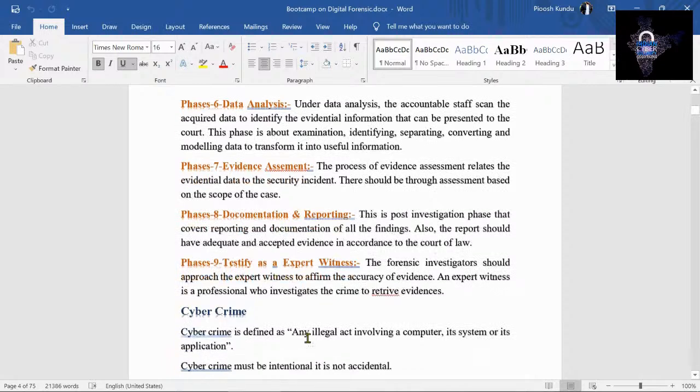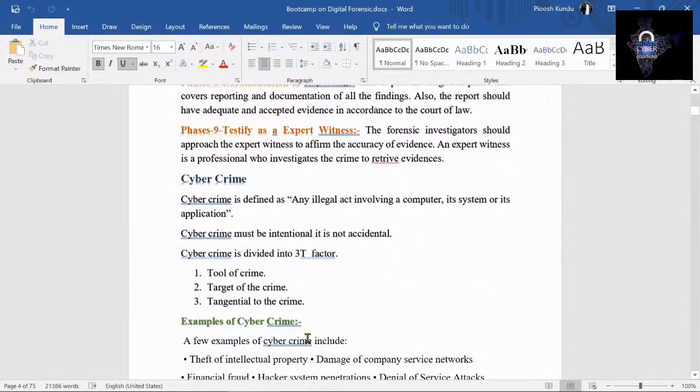Now, what is a cybercrime? Cybercrime is defined as an illegal act involving a computer or a system or its application. Now, cybercrime will be intentional. It is not accidental, obviously. Cybercrime is divided into the 3T factor. That is, a tool of crime, the target of the crime, and tangential to the crime.